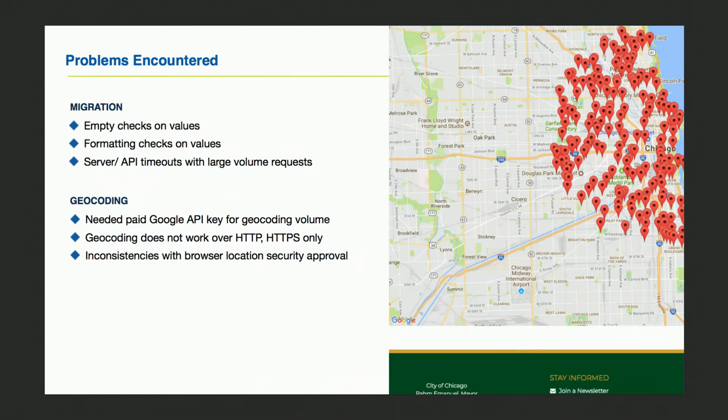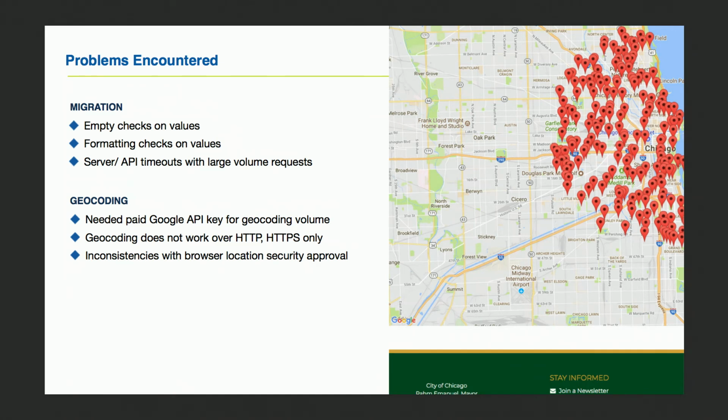Another thing you can encounter in migration, especially with these daily imports, are server or API timeouts. If you're trying to get 15,000 records to see if there are any changes on them, and your server's not at the largest capacity, it can give you a timeout. So you might have to whittle down the service call to a more specific set of records that you're trying to get data from.